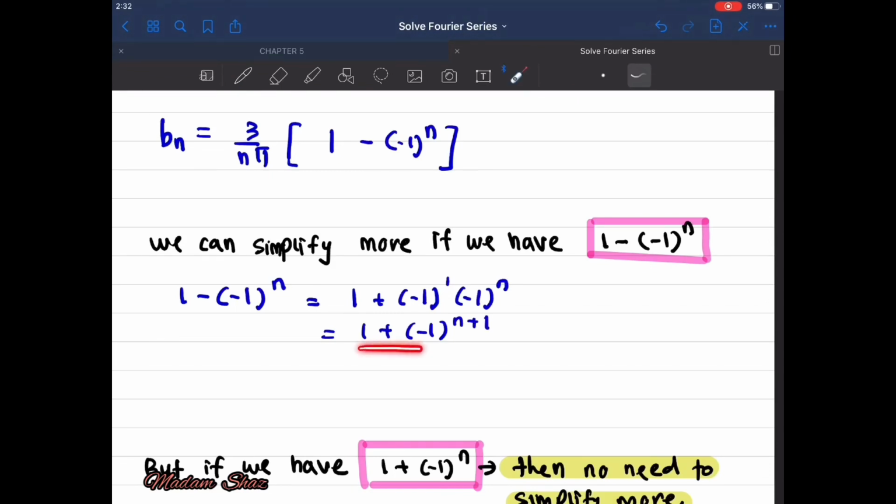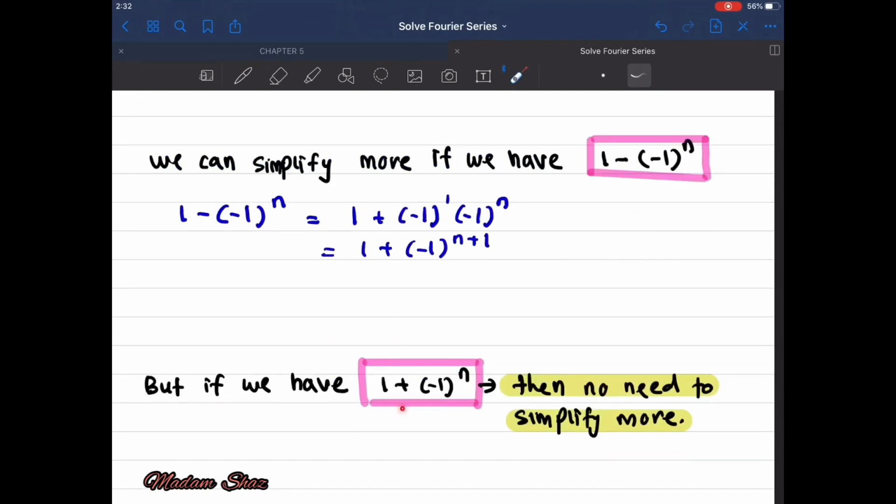So that is what I mean by, if we have 1 minus (-1)^n, we can simplify more, whereby it will become 1 plus (-1)^(n+1). But if we have 1 plus (-1)^n here, then there is no need to simplify more, because this is the answer that we have to proceed with. But if you have 1 minus (-1)^n, you can simplify your answer more to make it become 1 plus (-1)^(n+1).